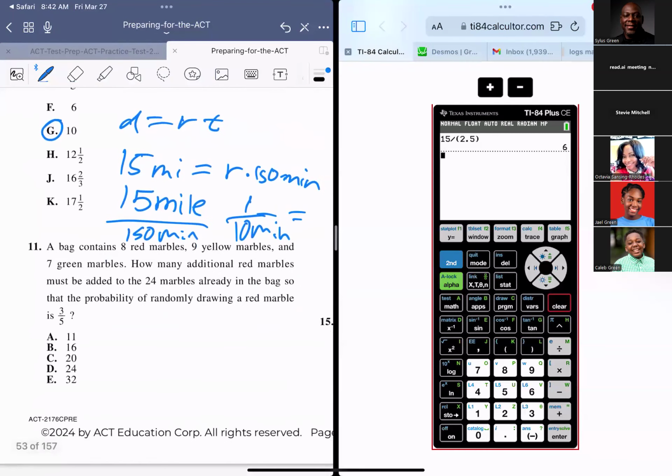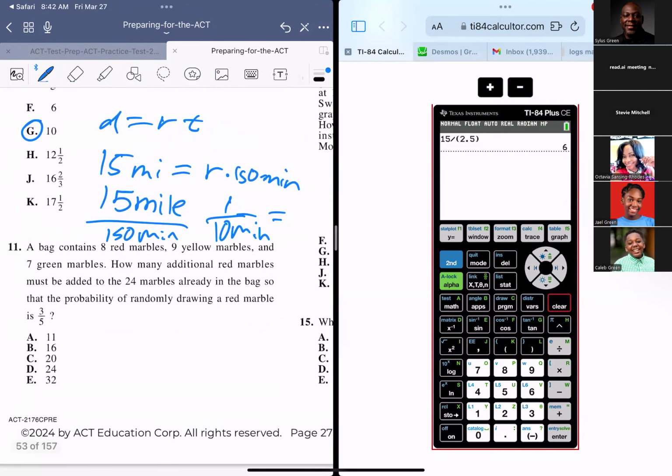A bag contains 8 red marbles, 9 yellow marbles, and 7 green marbles. How many additional red marbles must be added to the 24 marbles already in the bag so that the probability of randomly drawing a red marble is 3 over 5? Okay. So there's 8 red marbles, 9 yellow, 7 green, and it tells you that there's 24 in the bag, so you don't need to add these all up.